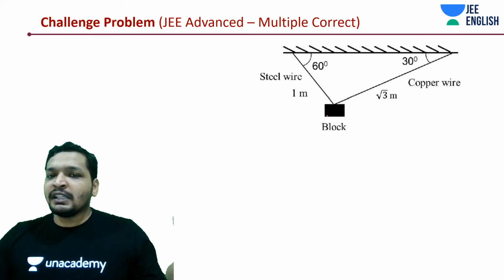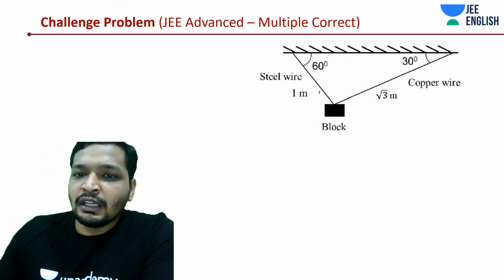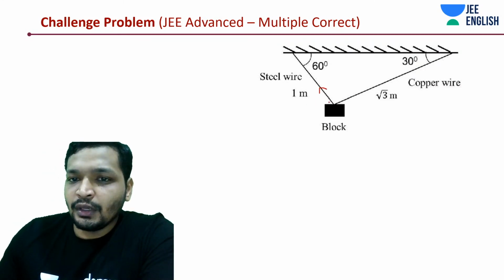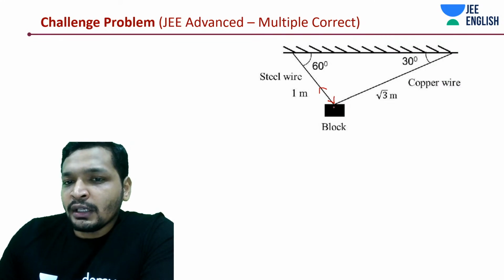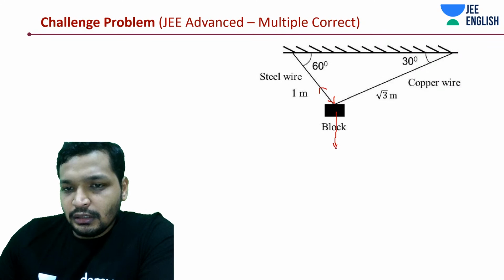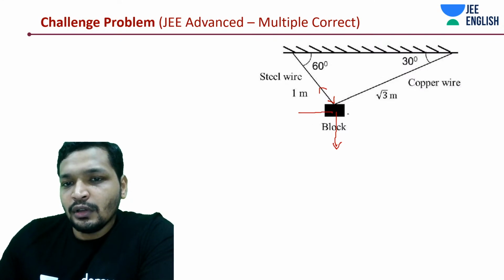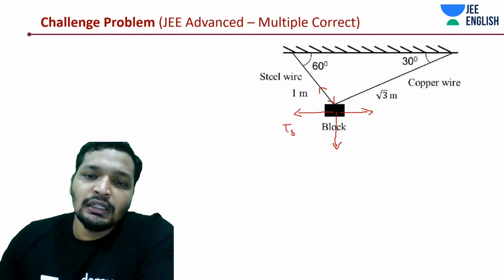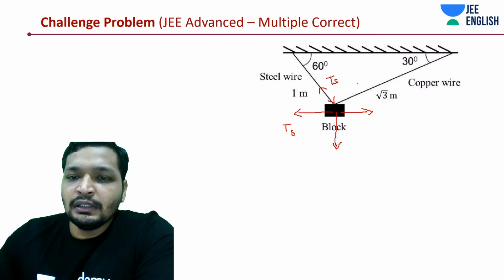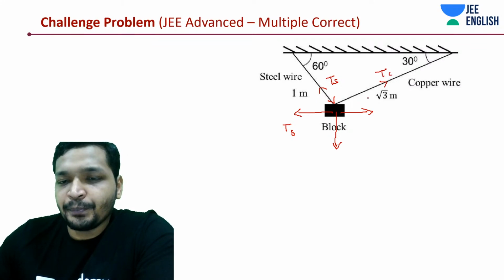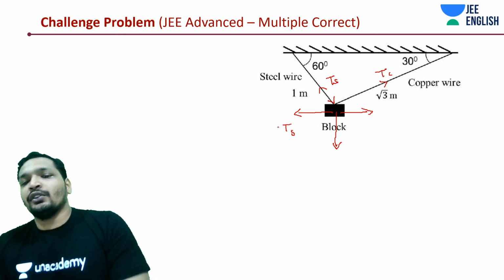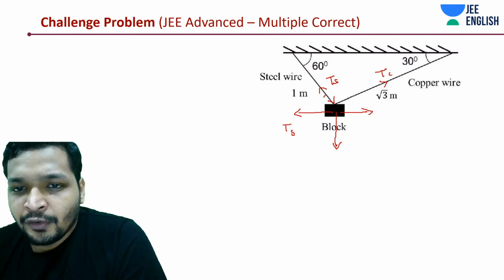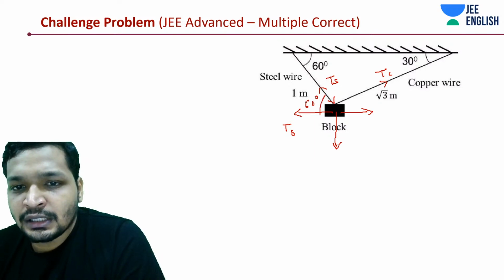Let's move on. Tension balancing, that's what we need to do. Tension along this would give the elongation. Now, the thing we need to do first of all is find out the tension. I'm going to call this tension along steel, and this tension along copper. Some component of tension along steel, which is basically at 60 degrees, alternate angles. So TS cos 60.